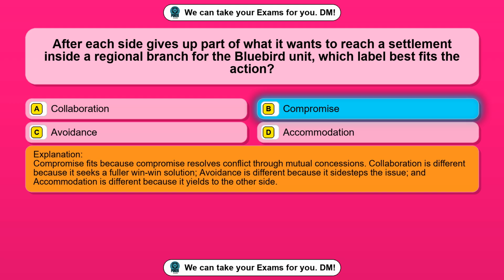Compromise. Compromise fits because compromise resolves conflict through mutual concessions. Collaboration is different because it seeks a fuller win-win solution. Avoidance is different because it sidesteps the issue, and accommodation is different because it yields to the other side.